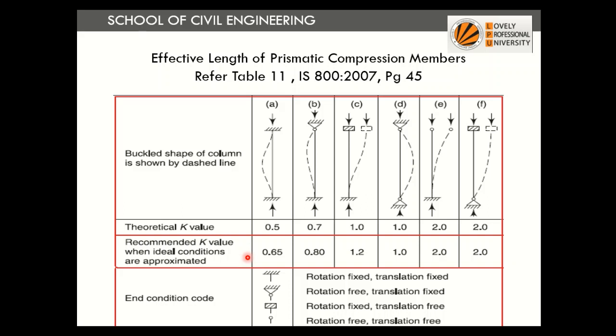As we already discussed, the hinge case is the standard case. So in the hinge case, the value of KL is equal to L only, because the theoretical value of K is 1 and the recommended value is also 1. So this is the standard case, right? In case of a combination, that is, one end hinged and the other end fixed, we'll take the K value as 0.8. So whenever we calculate the effective length of a compression member, we will use Table number 11.